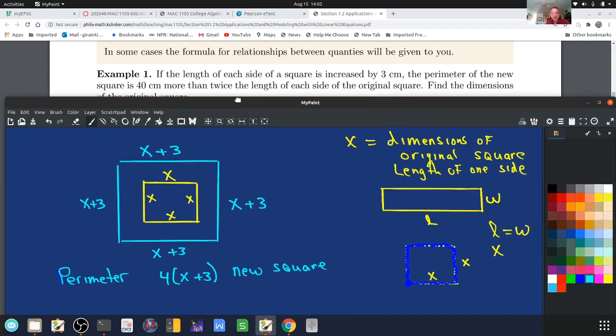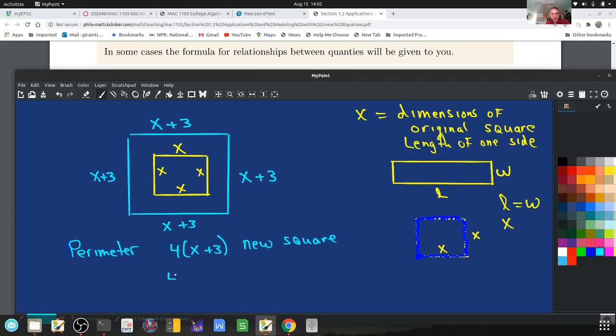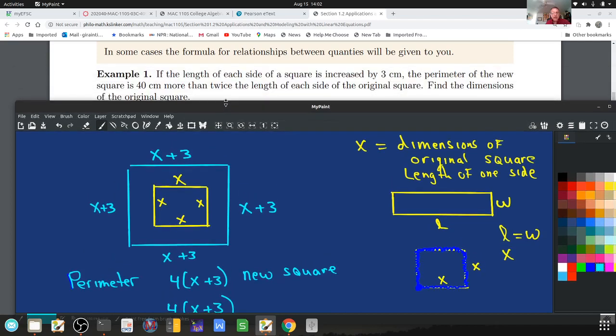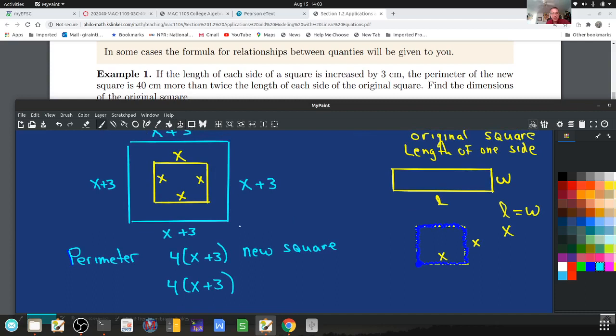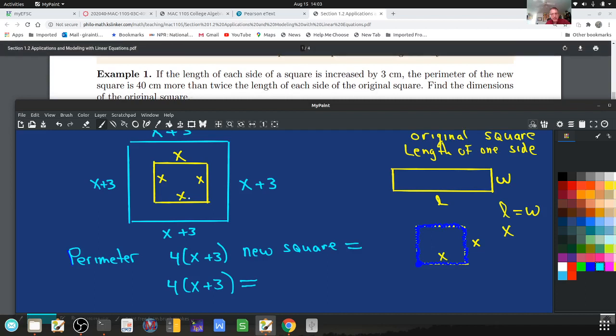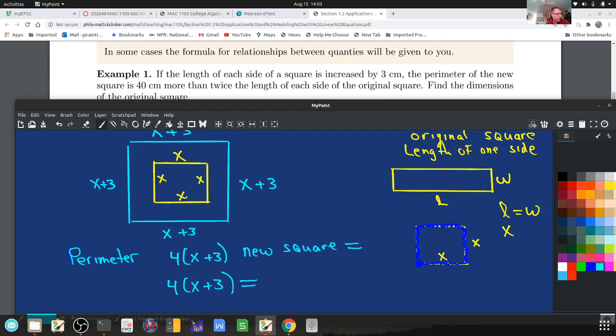But the perimeter of the new square, which is 4(x plus 3), is 40 centimeters more than twice the length of each side of the original square. So the word "is" is the key to writing an equal sign. "Is" translates to equals. So this is the perimeter of the new square, and what is it equal to? Twice the length of each side of the original square. Well, what is the length of each side of the original square? It's just x.